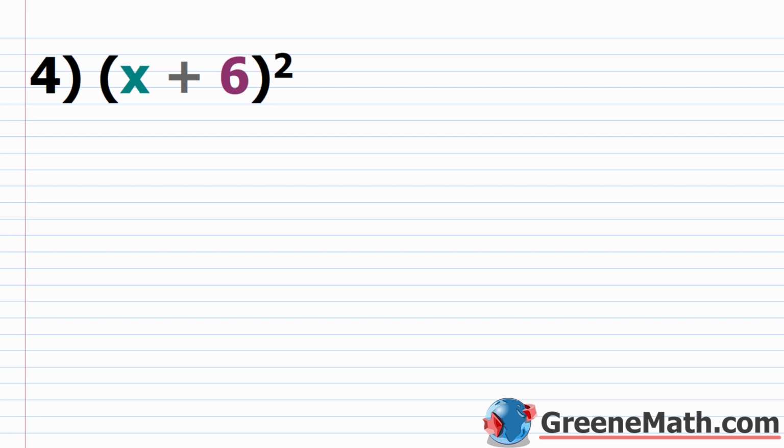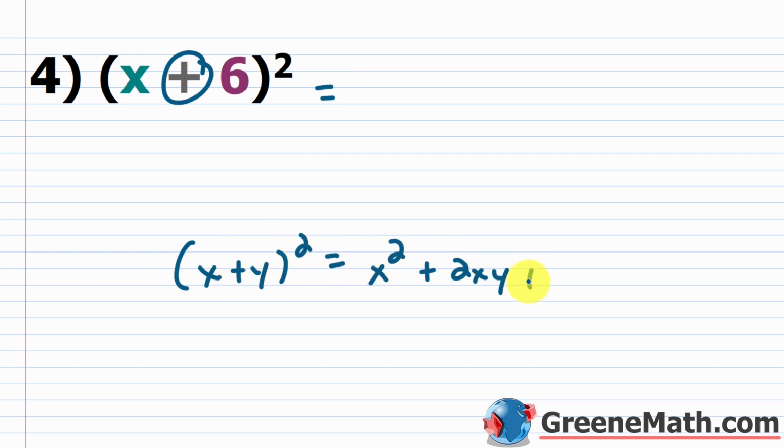Okay, let's look at problem number 4. So we have the quantity x plus 6 being squared. Again, now this is a plus. So again, I'm just going to write this out. So x plus y quantity squared, it's x squared plus 2xy plus y squared. If you do this enough times, you will memorize this, and it's perfect because it helps you so much on solving problems because these come up all the time. So I'm going to take this first guy, which is x, and I'm going to square it. And then plus, I'm going to go 2 times the first guy times the second guy.